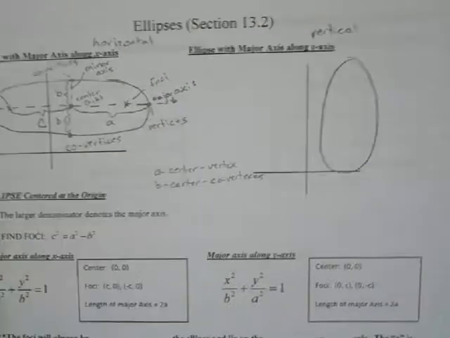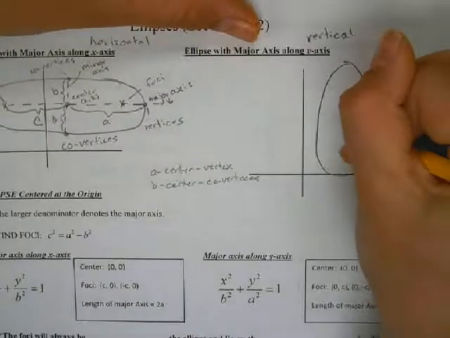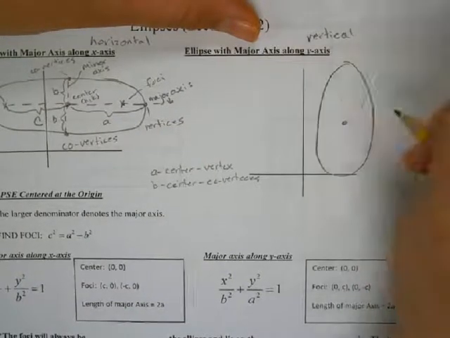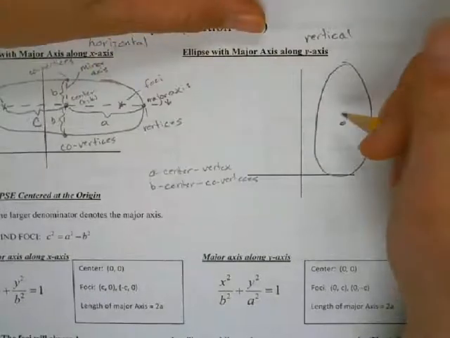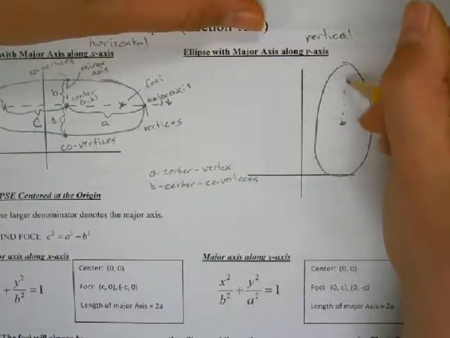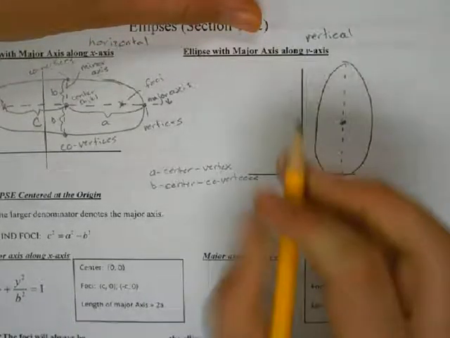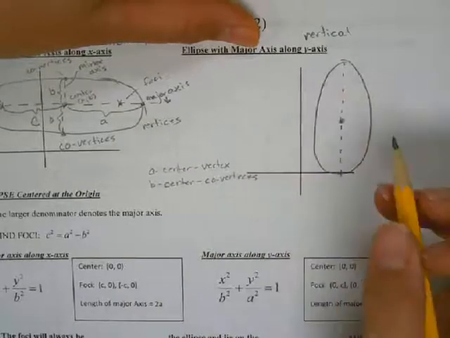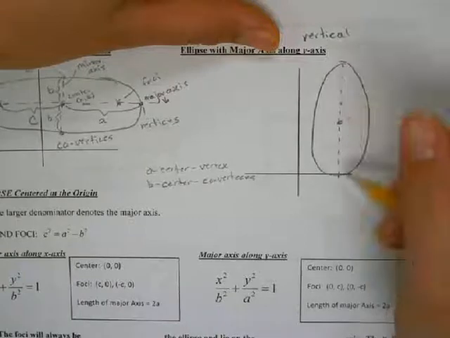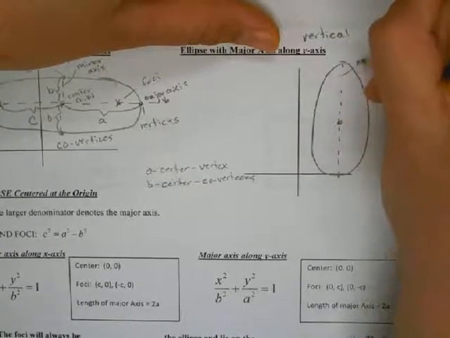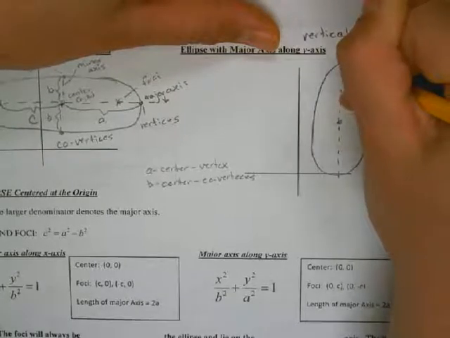Now, when you talk about your vertical one here, which we haven't labeled anything on, everything is going to be the same. The only exception is that on an ellipse, the largest axis is always going to be my major axis. So here, I've got this major axis, which is now going to be vertical, hence the wording ellipse with major axis along the y-axis. The longest length of this is going to go vertically. So here's my major axis, which still has vertices at the end. So now my vertices are top and bottom.